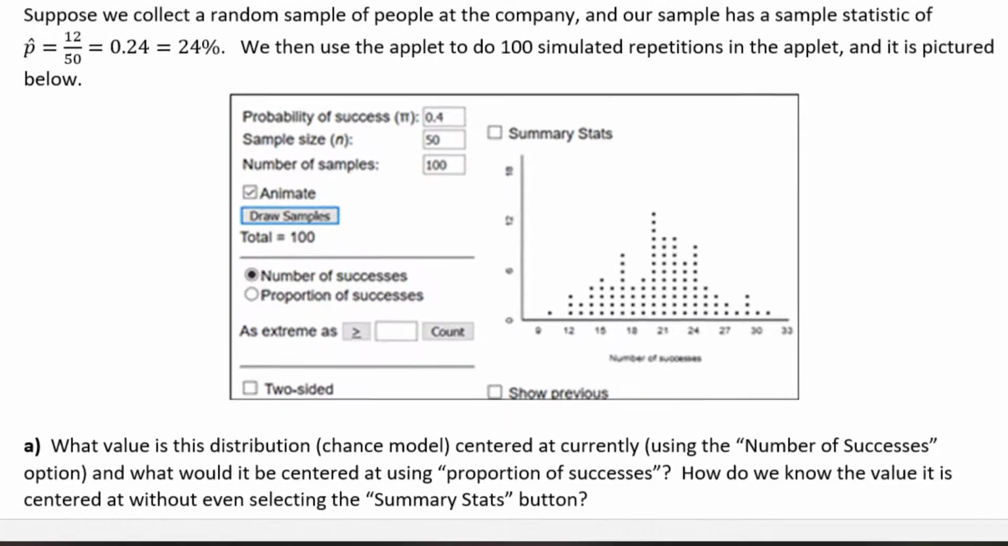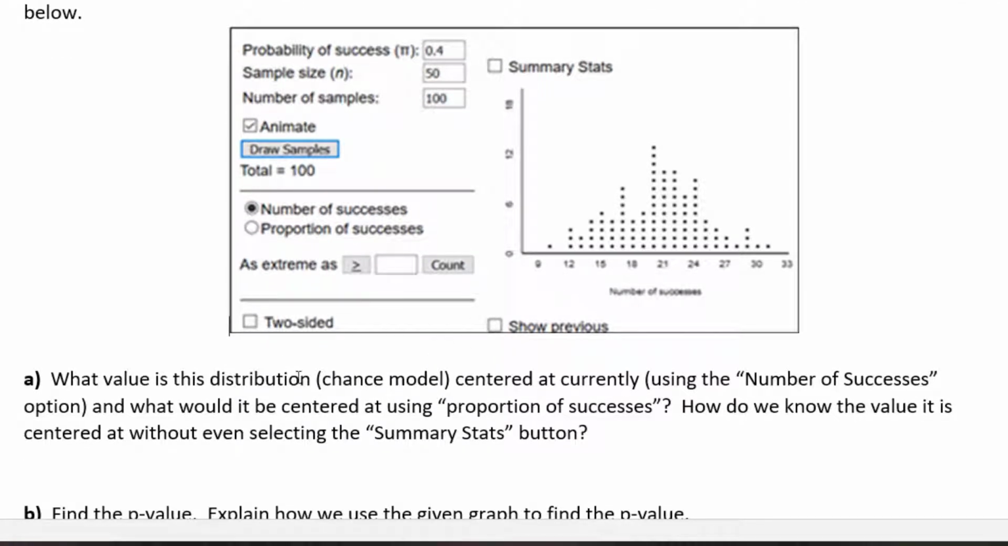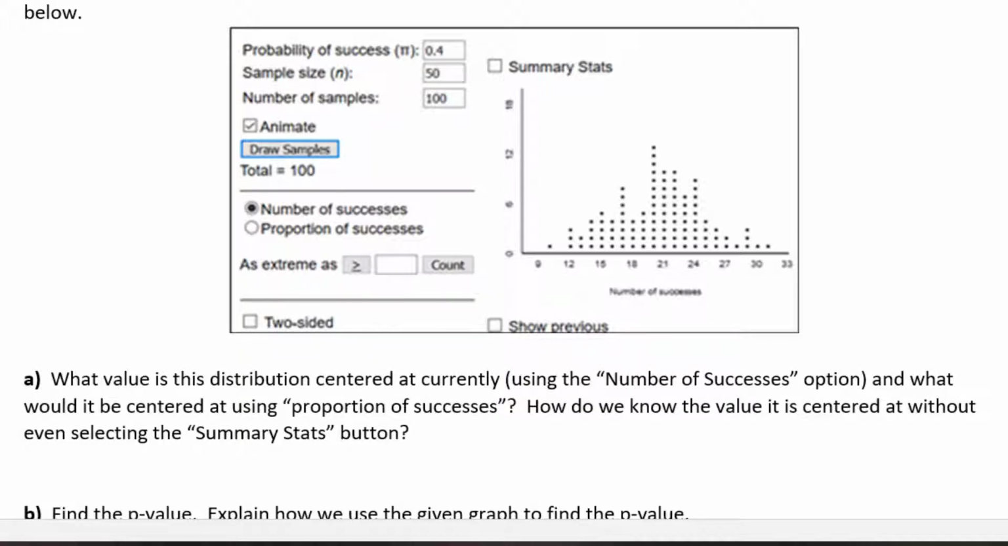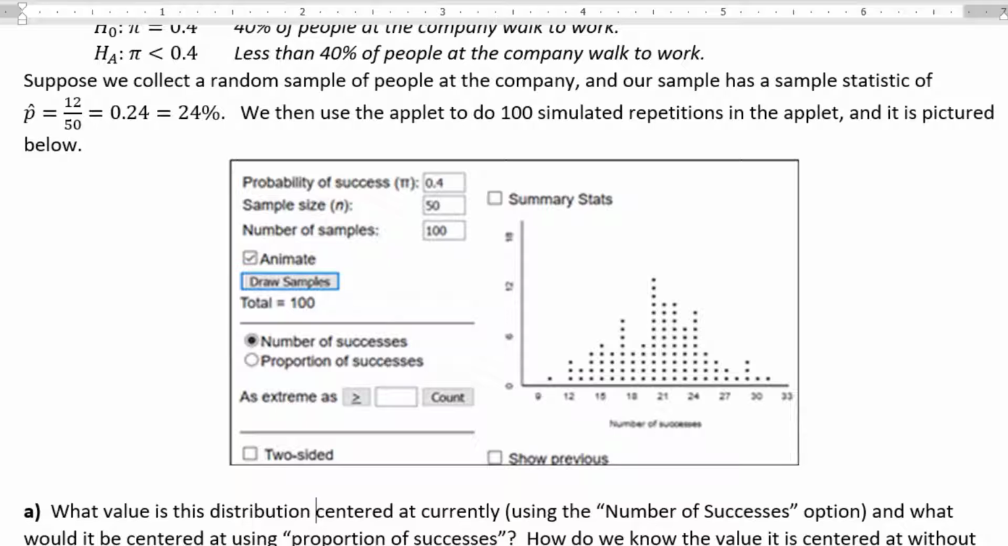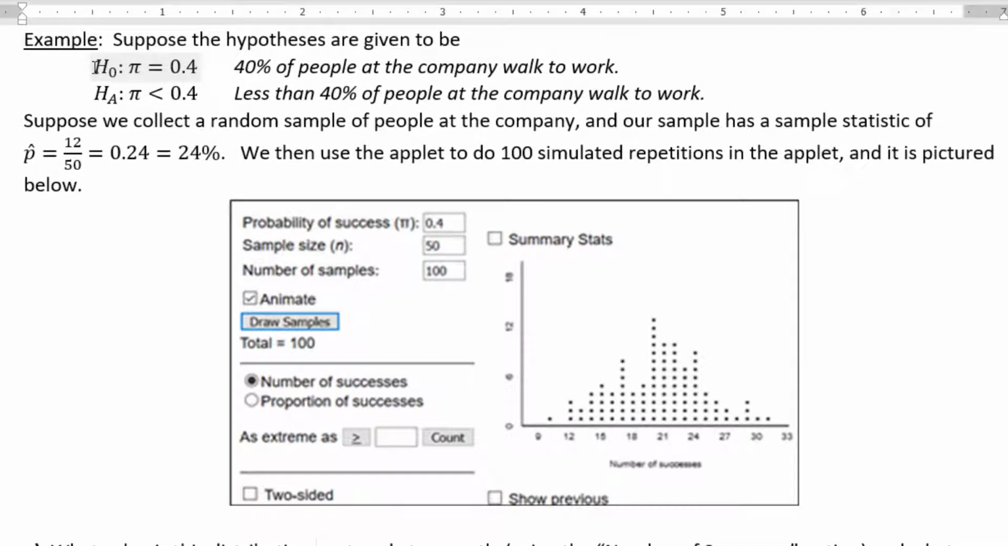So part A asks, what is the value that this distribution is centered at? Now, I want to answer that question using the number of successes option and also the proportion of successes option. So I'm going to start with the proportion of successes option. Our null hypothesis is that pi equals 0.4, and your distribution of sample statistics will always be centered at the value from your null hypothesis, or with a simulated distribution, approximately that value. So with proportion of successes, our distribution will be centered at 0.4.